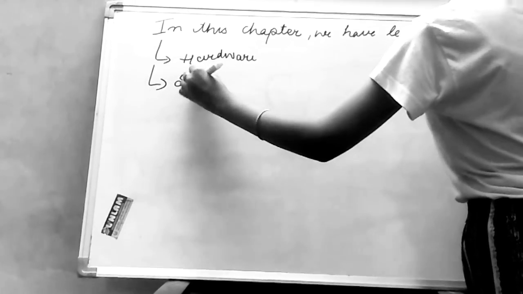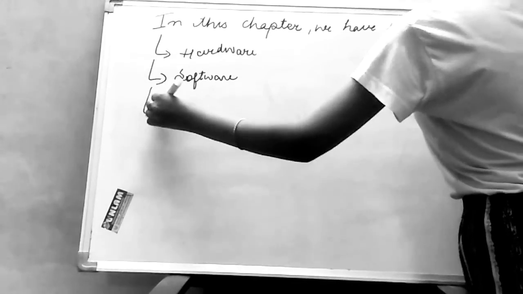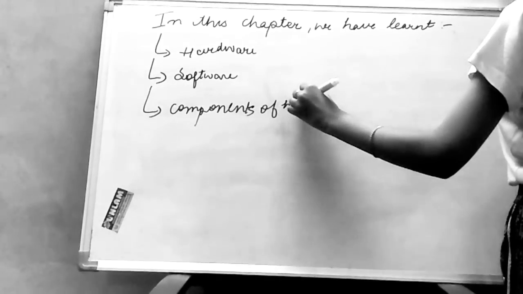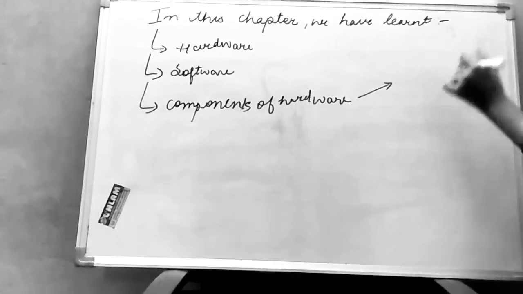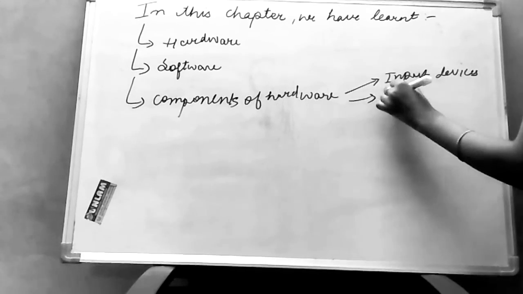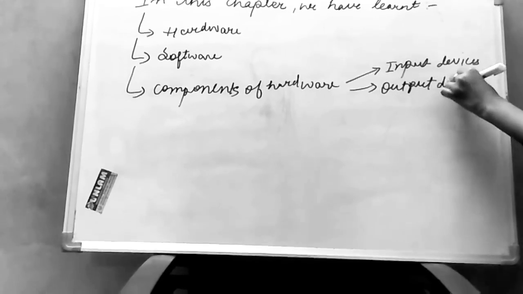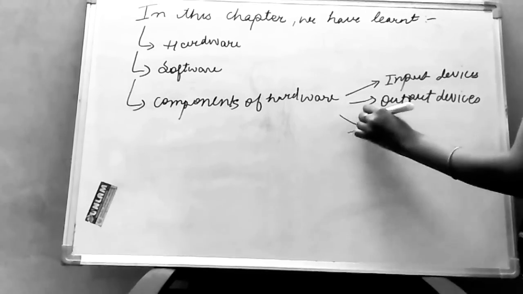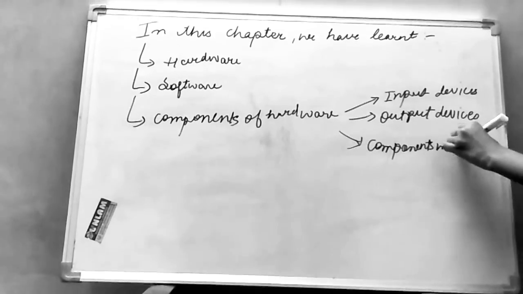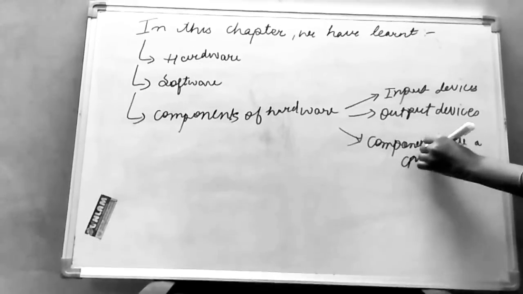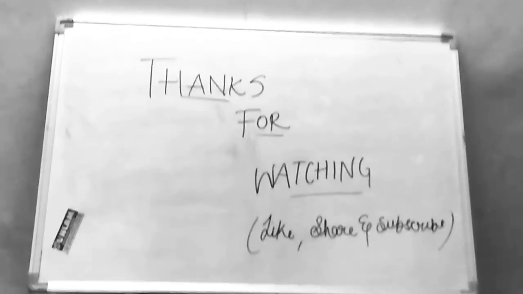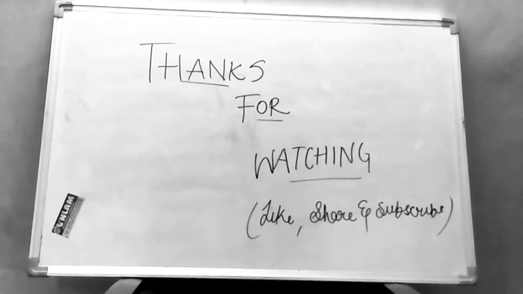In this chapter, we have learned from the starting what is hardware, what is software, and the various components of hardware. There are mainly three: input devices, output devices, and components inside a CPU box. So here we finish our chapter, computer hardware.